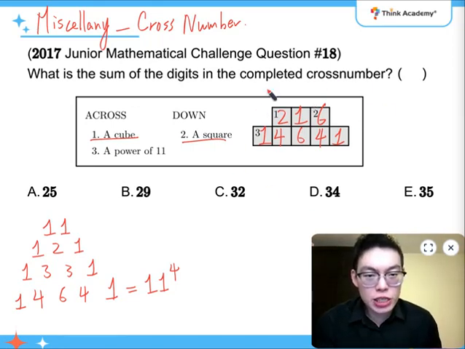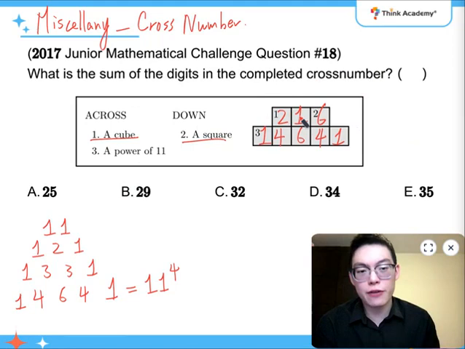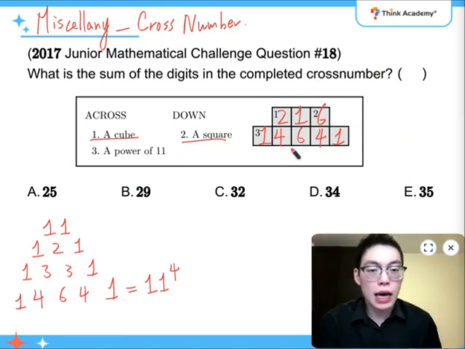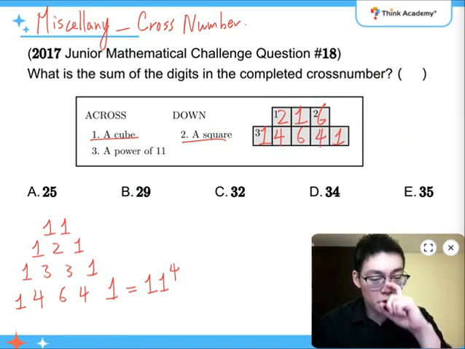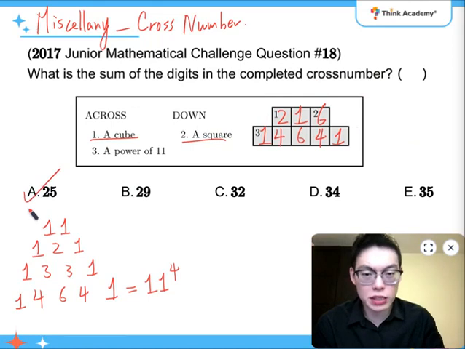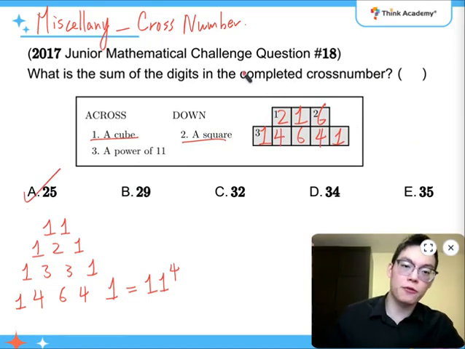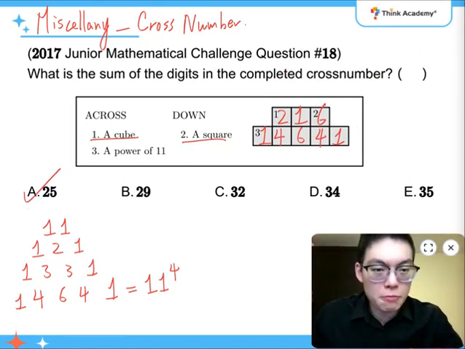So finally, you just need to add up all these digits. You have 9 in the top row, and you have 16 in the bottom row. Adding 9 to 16, you get 25. That's the sum of all the digits in the completed cross number.